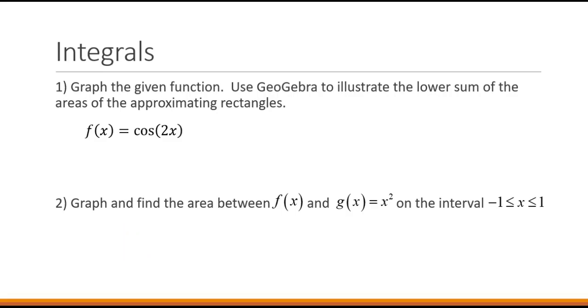We can also work with integrals on GeoGebra. So here we've got graph the given function, use GeoGebra to illustrate the lower sum of the areas of the approximating rectangles. So just cosine 2x. And then we're going to graph and find the area between f of x and g of x equals x squared on the specified interval -1 to 1. So go ahead and jot those down and we'll give them a try.